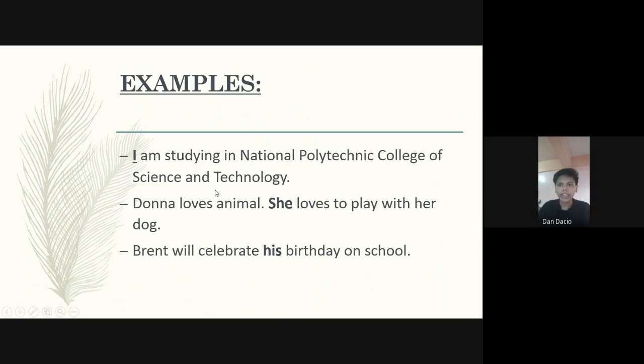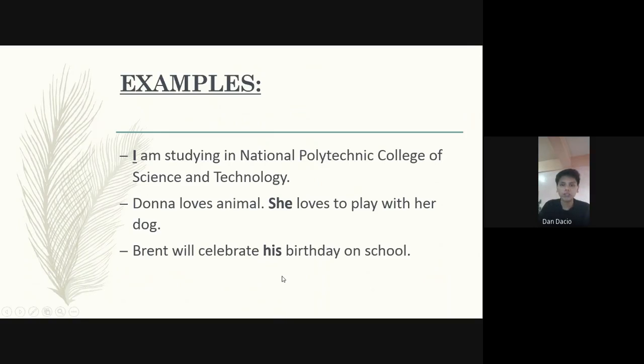Okay, second sentence. Donna loves animals. She loves to play with her dog. The pronoun used in the second sentence is she, as it substitutes the noun, which is Donna. Next, third: Brent will celebrate his birthday at school. The pronoun used in the third sentence is his. It is the substitute for the noun Brent.